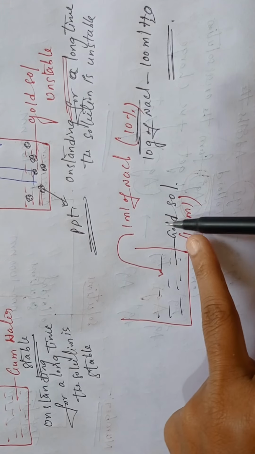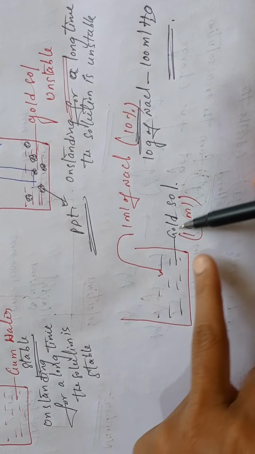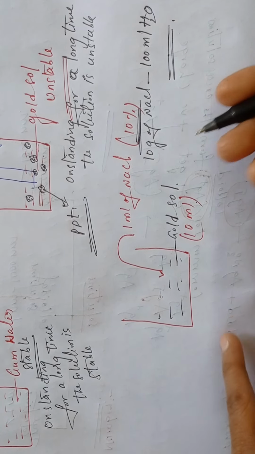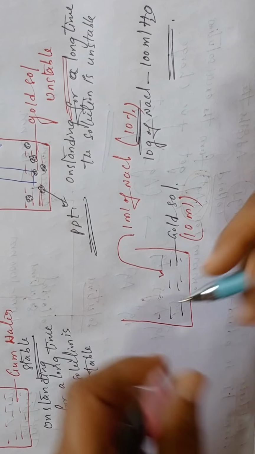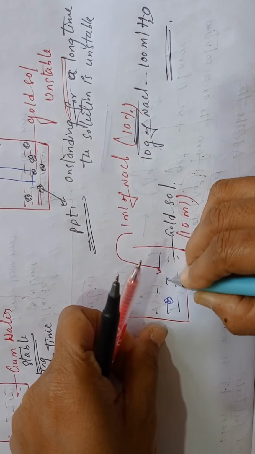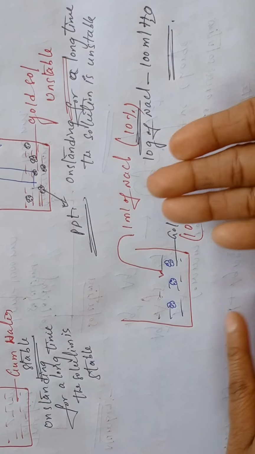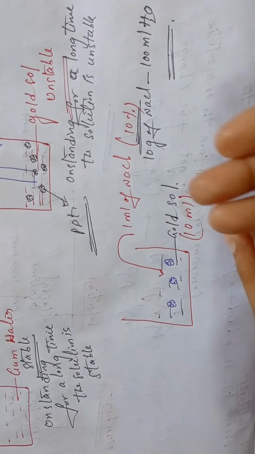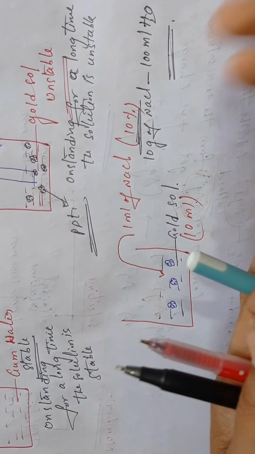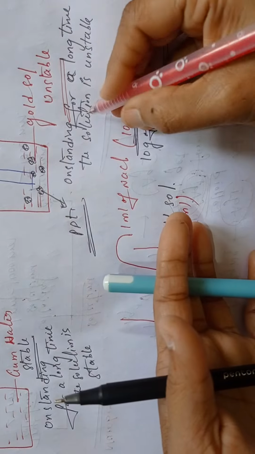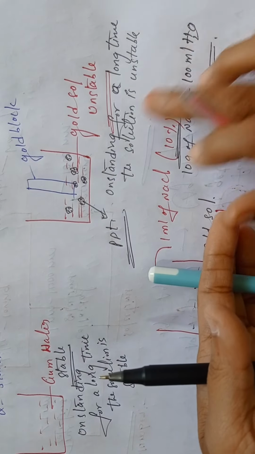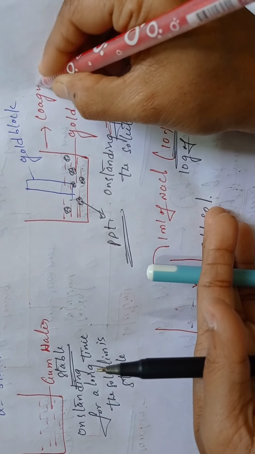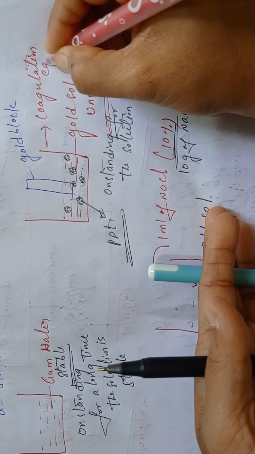Whenever 1 ml of NaCl electrolyte is added to the gold sol, what will happen? It undergoes coagulation. Are you following? Coagulation, and here lumps are formed. Are you clear? Whenever an electrolyte is added to the colloid, coagulation takes place. So that means here it is unstable. Here coagulation takes place. Here coagulation is easy.